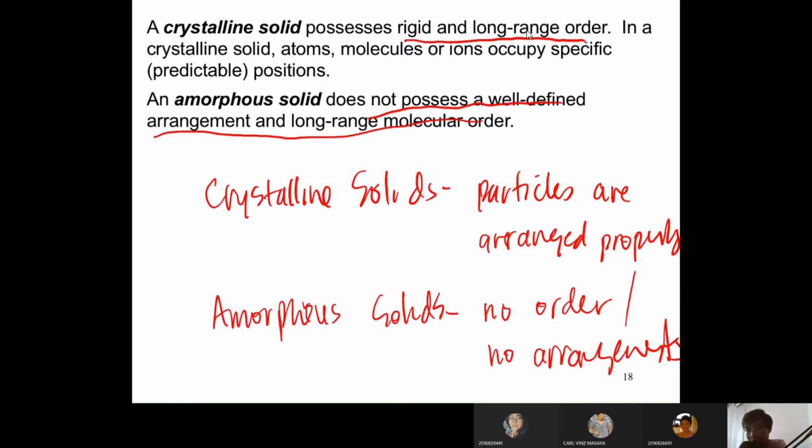Ano epekto nun? Okay, ganito. When the molecules are properly arranged, ano mangyayari? The intermolecular force is high, no? So, mataas ang intermolecular forces kapag arrange ang matter. Pag arrange sila properly, what's the result? Eh di matibay yun, no? So, the more ordered your solid is, the more ordered the particles are, the higher ang intermolecular forces. So, as a result, matibay ang solid na yun.